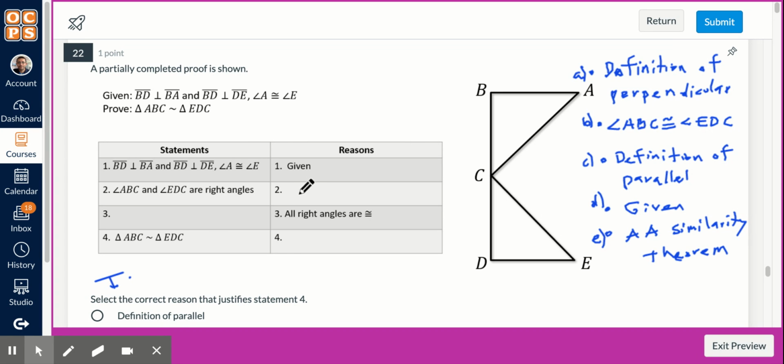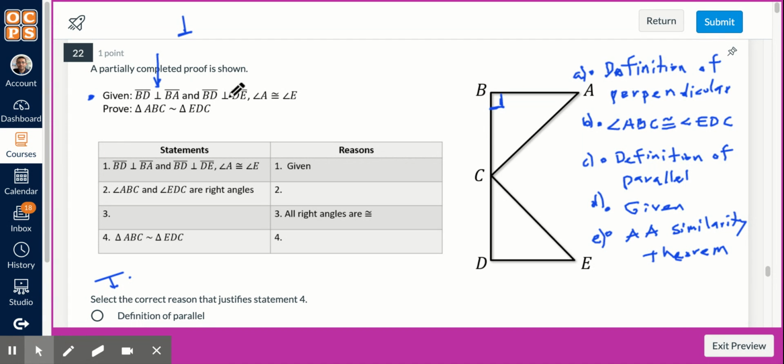So let's start. The first thing I always do every time I'm doing a proof is check for the given information. This is the information that is true and is given to you. So they're saying BD, the symbol means perpendicular. So line BD is perpendicular to BA. If two lines are perpendicular, then they form a 90-degree angle. So I put that information right away.